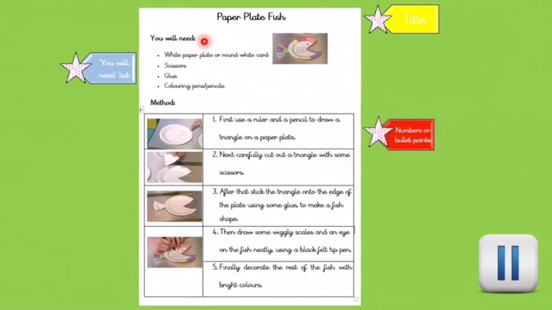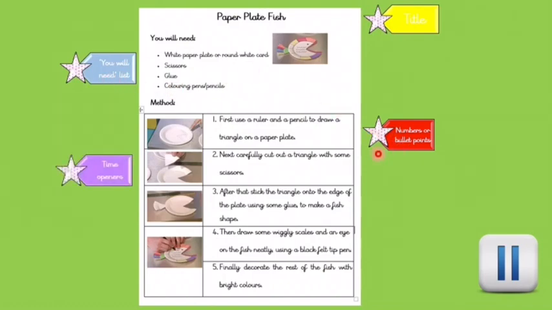The next thing that instructions have is numbers or bullet points. So you can see down the side here, there is 1, 2, 3, 4, 5. Or sometimes you might have bullet points, which is those little dots that you use to make a list. And the reason you have numbers is it breaks up into nice clear steps rather than being one long piece of writing. And then it makes it easier to follow and you can see where you get up to and you can make sure you do everything in the right order. So we have title, you will need list, and numbers or bullet points.